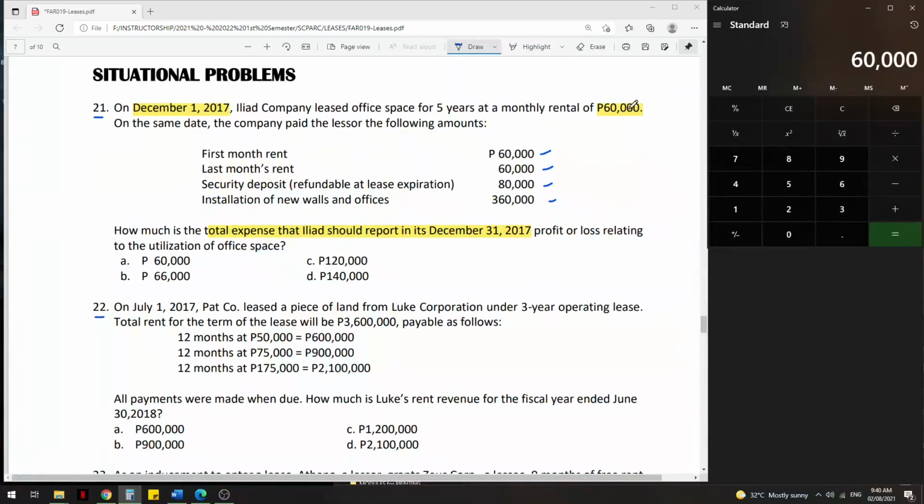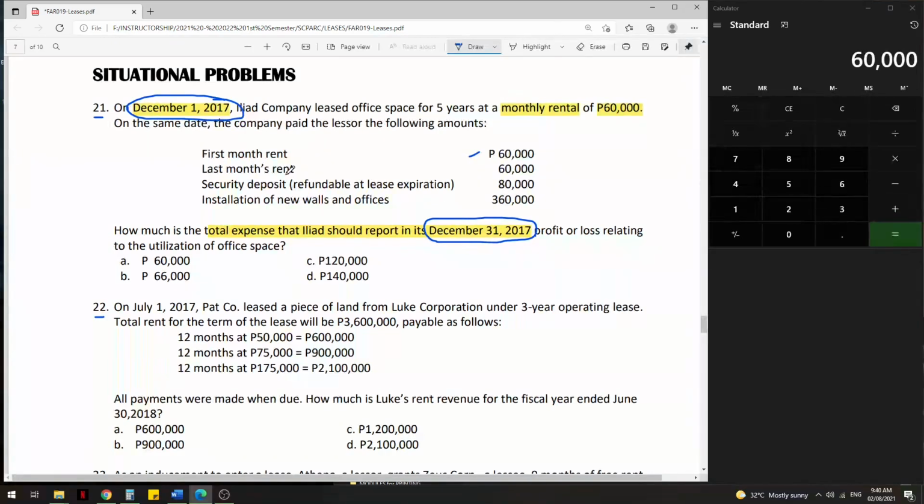Why do I say so? Kasi ito yung monthly rental, di ba? And we started rental on December 1, 2017. That is precisely 1 month up to December 31, 2017. So okay, meron na tayo expense. So itong 60,000 for the first month is definitely an expense.